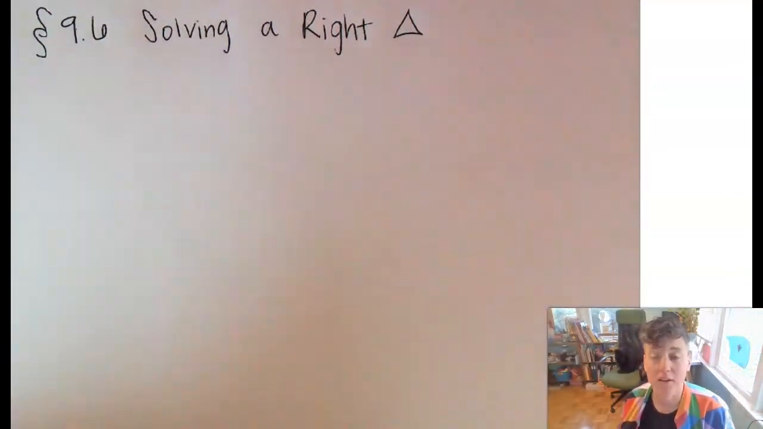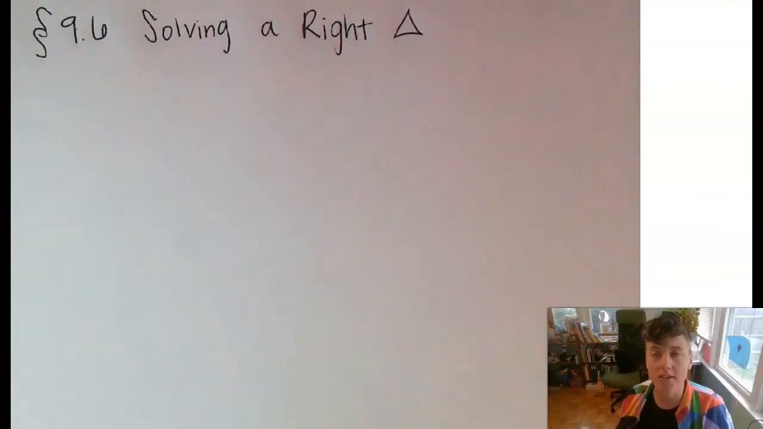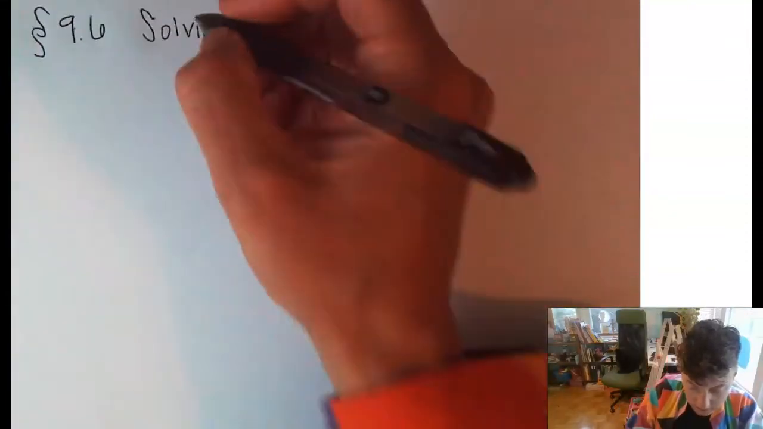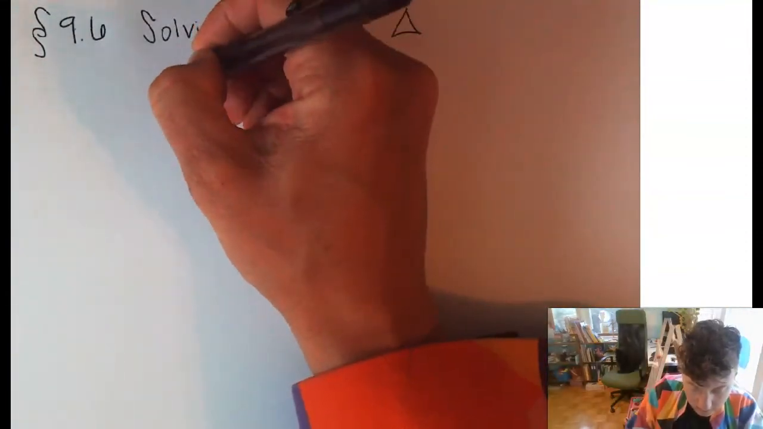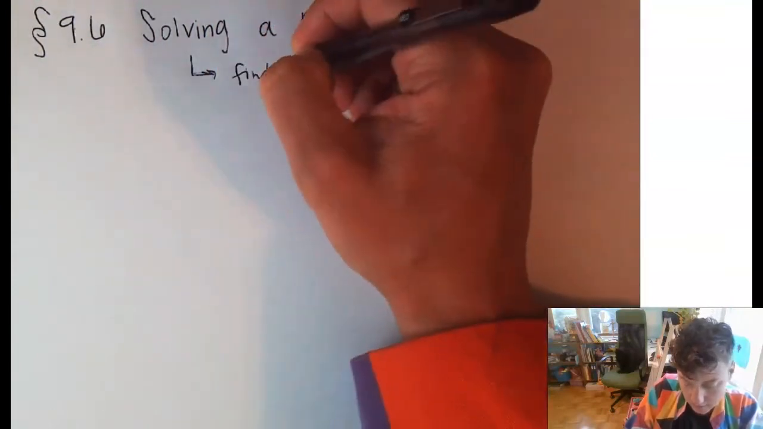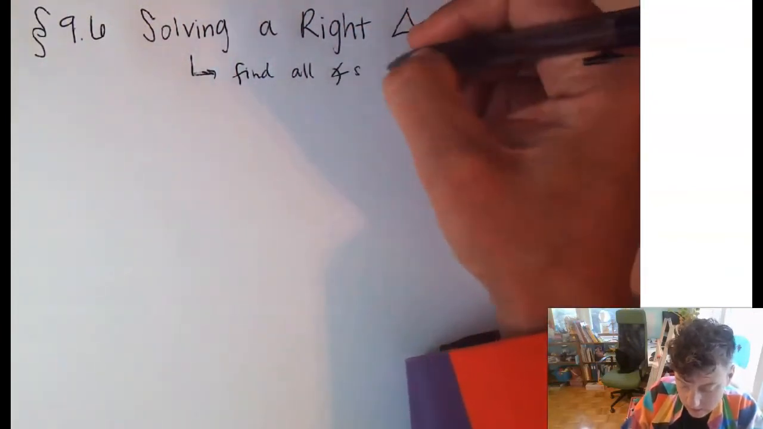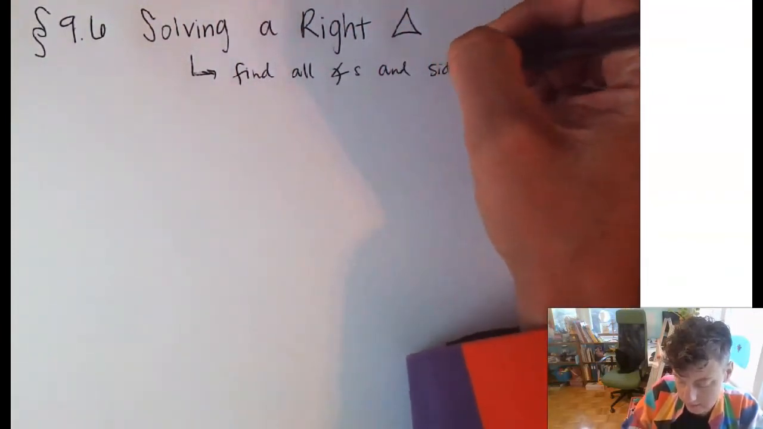Today we're really talking about section 9.6, solving a right triangle. Now what does that mean? It's going to mean finding all the side lengths and all the angles in the triangle. Solving means, in this case, finding all angle measures and side lengths.